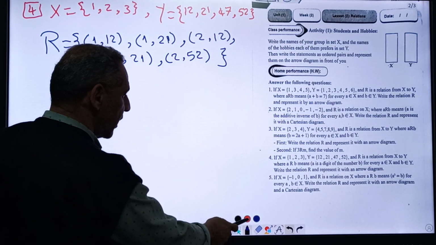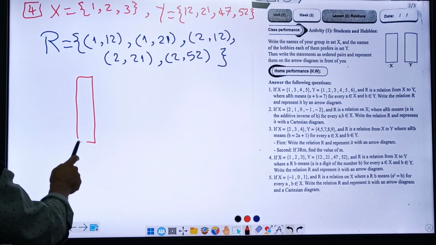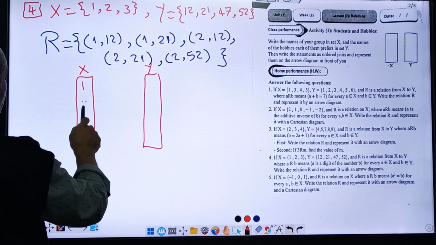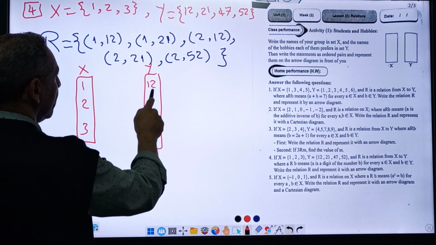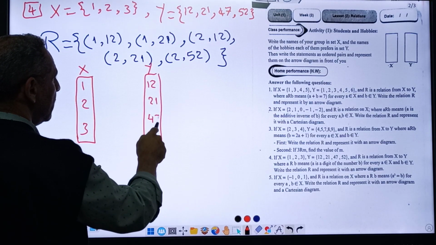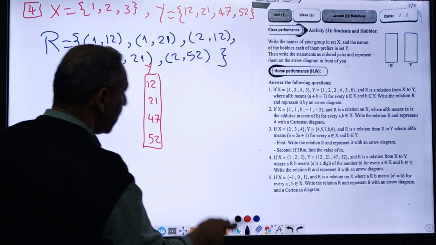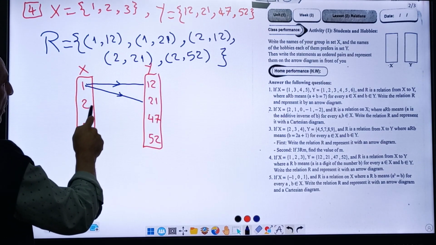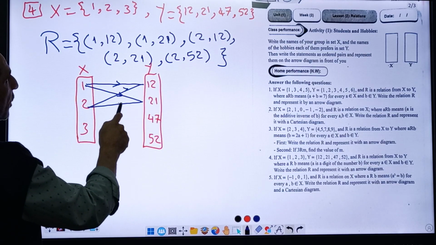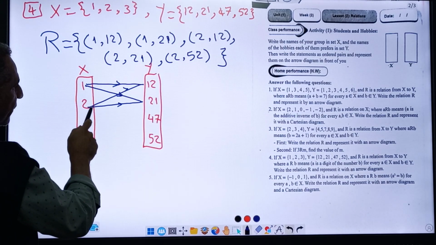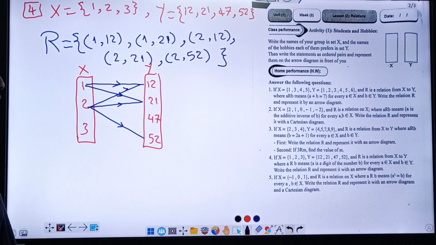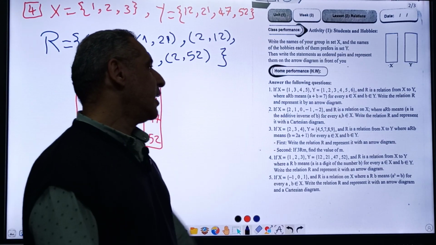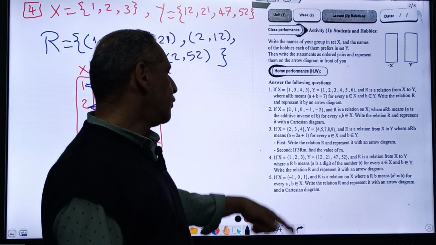عايز اعمل ريبريزنت باي arrow diagram، اعمل سيتس للاكس، شيب للواي، الاكس 1 and 2 and 3، الواي 12 21 47 and 52. اعمل بقى الarrow: 1 and 12، 1 and 21، 2 and 12، 2 and 21، 2 and 52. كده انا عملت الريليشن، عملت ريبريزنت للR بالarrow diagram. ده كده كان question number 4.